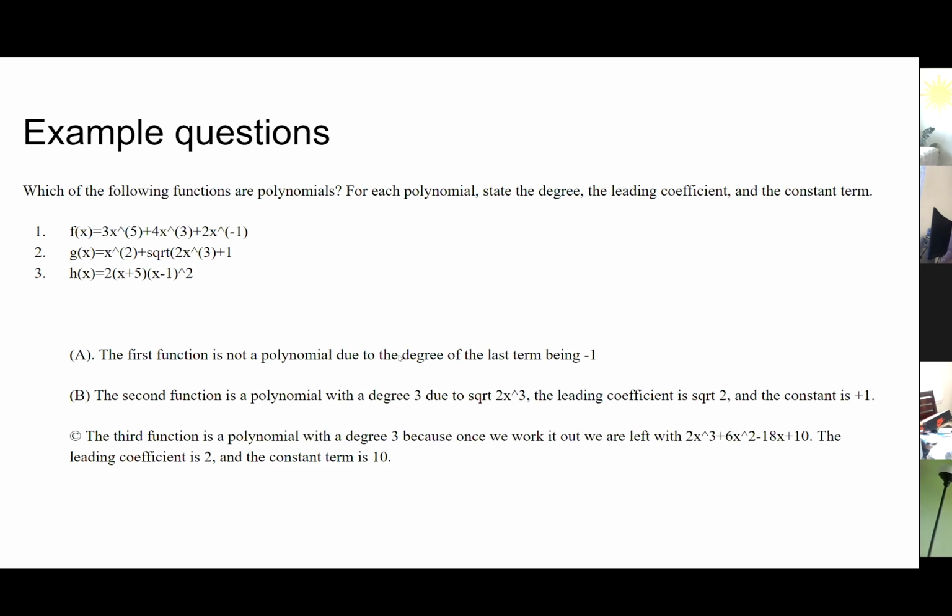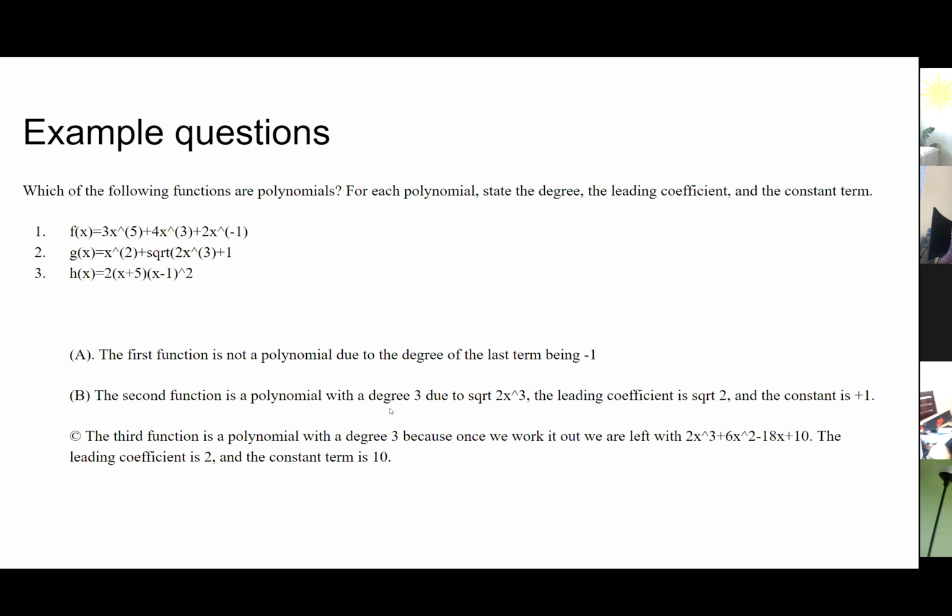So based off of that, it's not a polynomial. So for the second one, g of x is equal to x squared plus square root 2x to the third power plus 1. So the key to look at, the highest term is, it's kind of hard to tell with the square root here, but basically within the square root is 2x to the third power. So since it's raised to the third power, that's the highest degree.